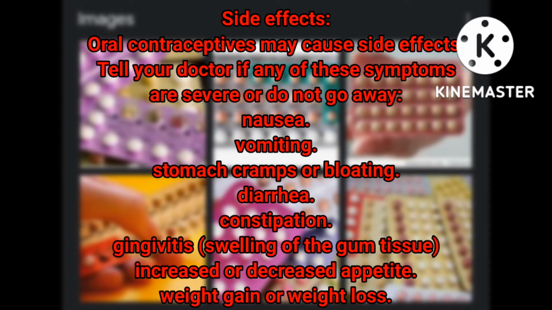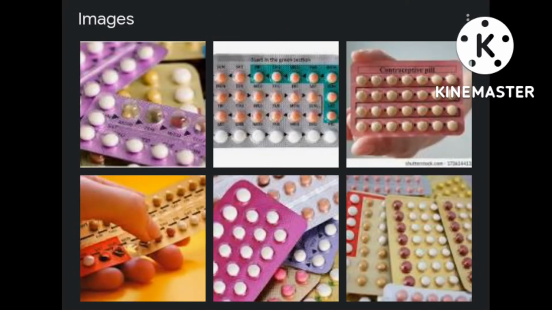Side effects. Oral contraceptives may cause side effects. Tell your doctor if any of these symptoms are severe or do not go away: nausea, vomiting, stomach cramps or bloating, diarrhea, constipation, gingivitis, or swelling of the gum tissue, increase or decrease in appetite, weight gain or weight loss. As you can see, these are the pictures.